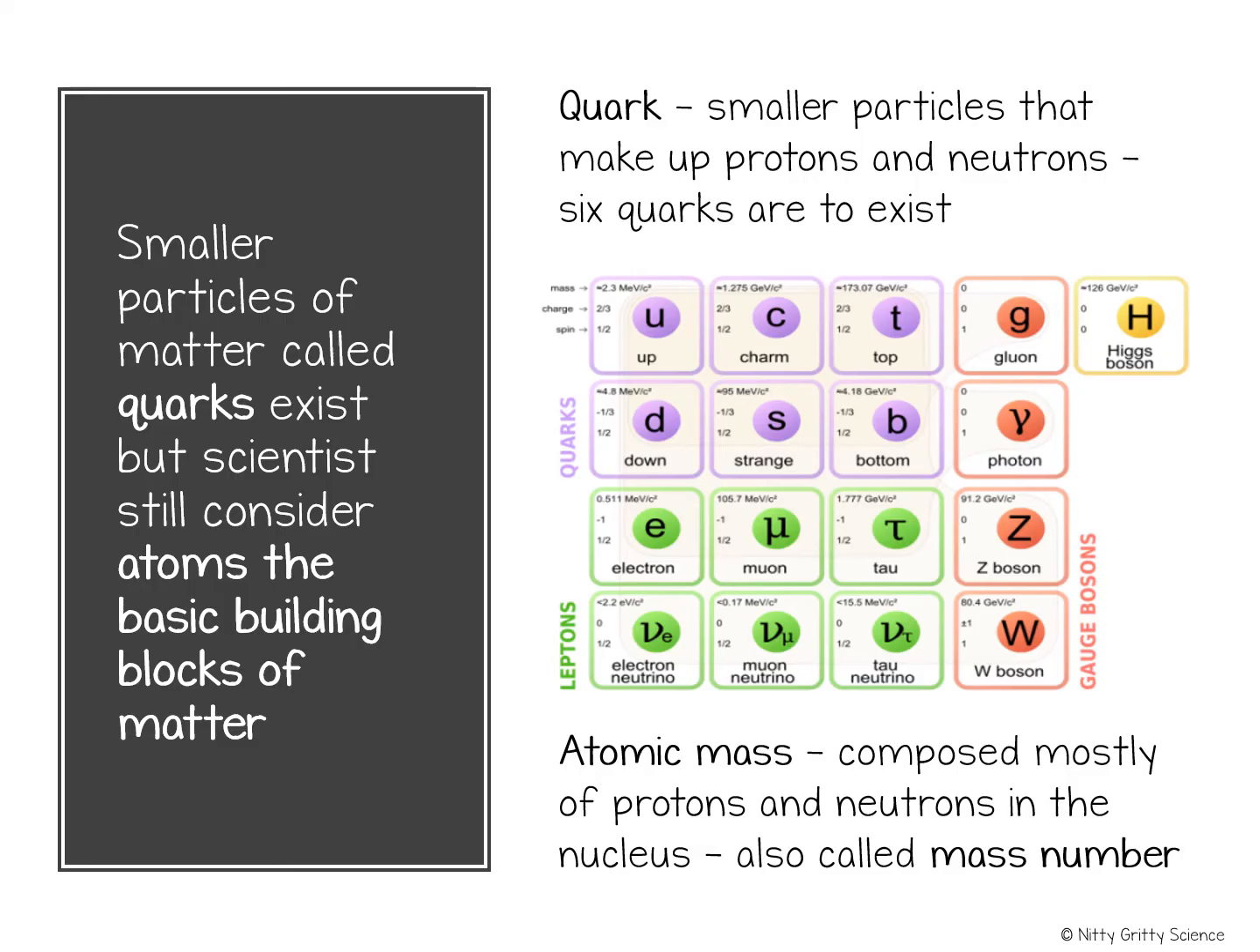While you don't need to understand quarks and gluons yet, it is important to note that the energy of this interaction between quarks and gluons is what gives protons and neutrons their mass. The mass number of an atom is the sum of the number of protons and the number of neutrons in the nucleus of an atom.